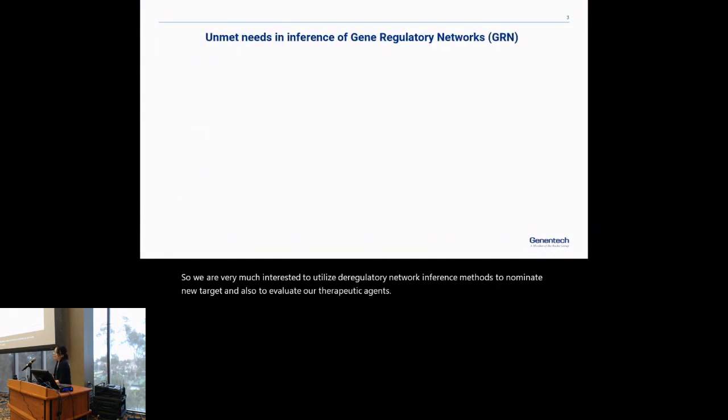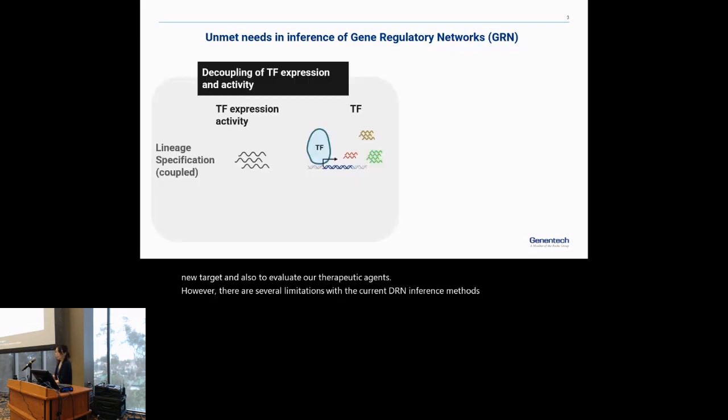However, there are several limitations with the current GRN inference methods. The first of which is that current methods do not really account for situations in which the TF expression is decoupled from the activity. So you may be more familiar with examples involving lineage specification in which the transcription factor is turned on when the transcription factor itself is transcribed.